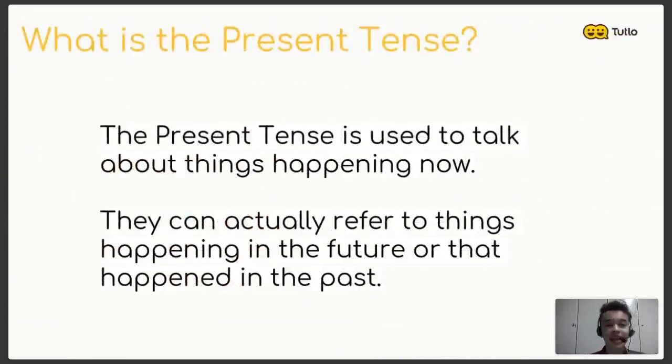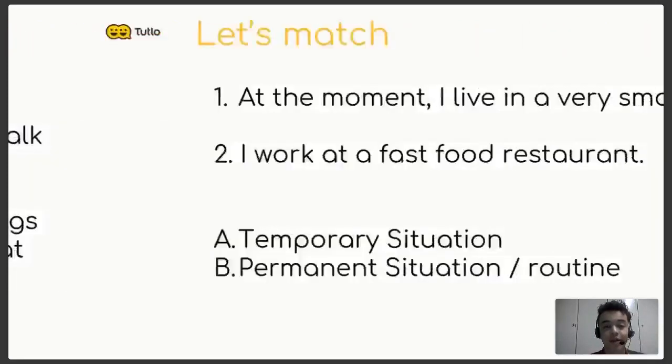So simply, we have to answer this question first. What is the present tense? The present tense is used to talk about things happening now. We're not talking about things that happened in the past, and we're not going to talk about things happening in the future. We're going to be talking about things that are happening now. But keep in mind, they can refer to things happening in the future or things that happened already in the past. But we are talking about something right now, right? We are not going to say we ate yesterday, right? We said we're going to eat, right? We're going to be talking about things happening right now, the present tense.